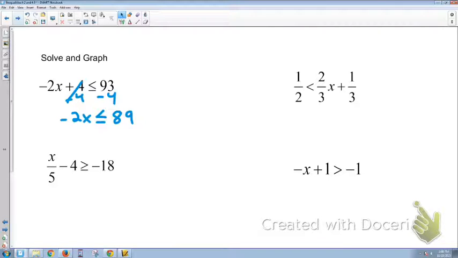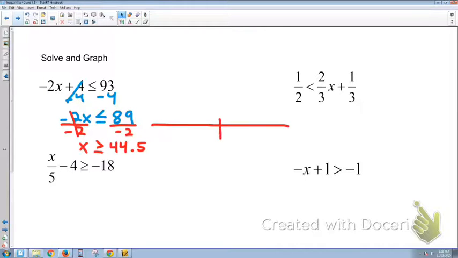And you are welcome to use calculators, but the big deal is to understand what happens when I divide both sides by a negative number. The direction of the inequality changes. This goes to 1, and I'm left with x is greater than or equal to 89 divided by 2, which is going to be 44.5. Okay. If I were to graph this, this is what the graph would look like. X is anything larger than or equal to 44.5.